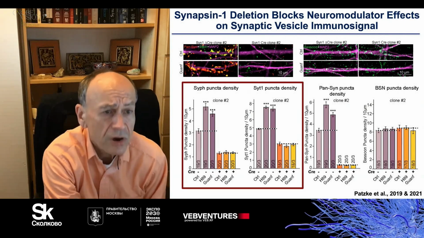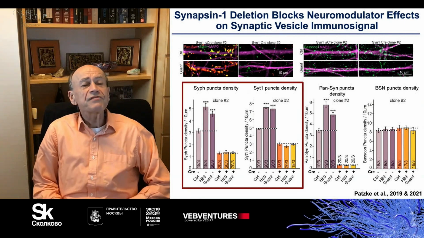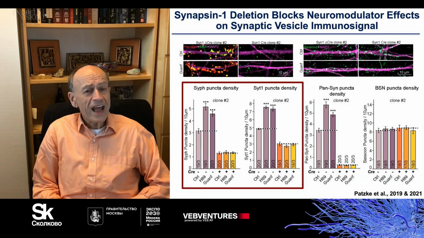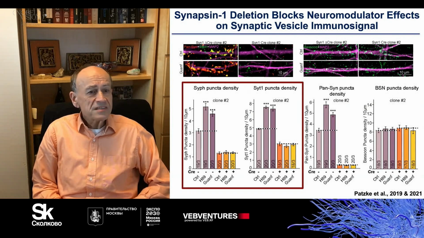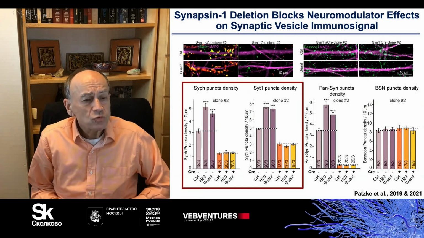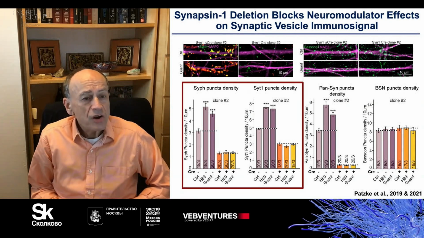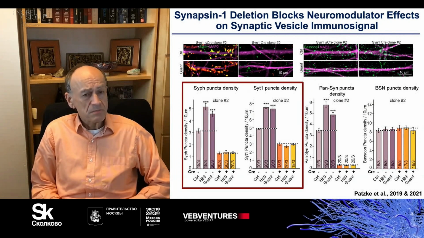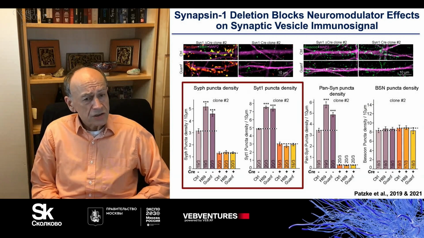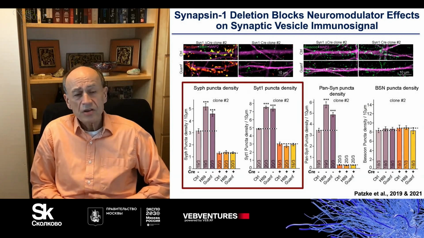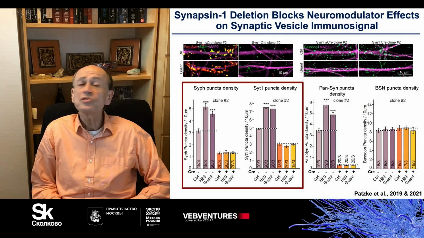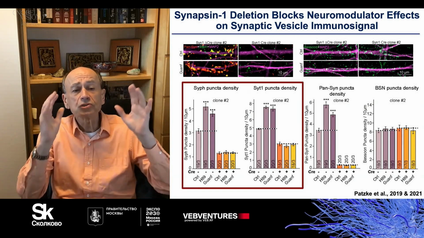This is a physiological process. When we look at the synaptic vesicle numbers as measured by synaptophysin or synaptotagmin puncta density, you can see that the agonists of the norepinephrine receptor cause an increase in synaptic vesicle numbers. And you can also see that upon deletion of synapsin 1, as shown in the orange bars, this is gone. There are just fewer vesicle numbers, and the norepinephrine agonists no longer have this effect, as shown by 2 different markers.